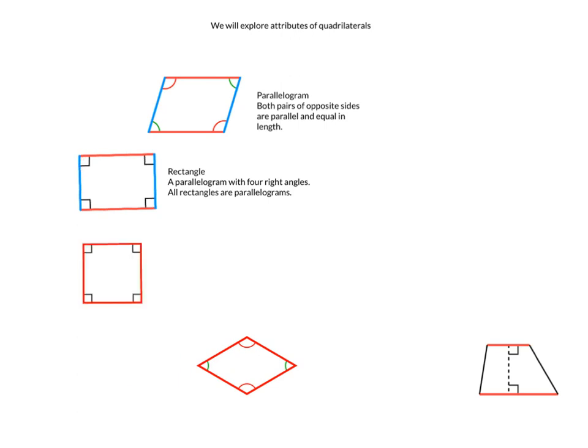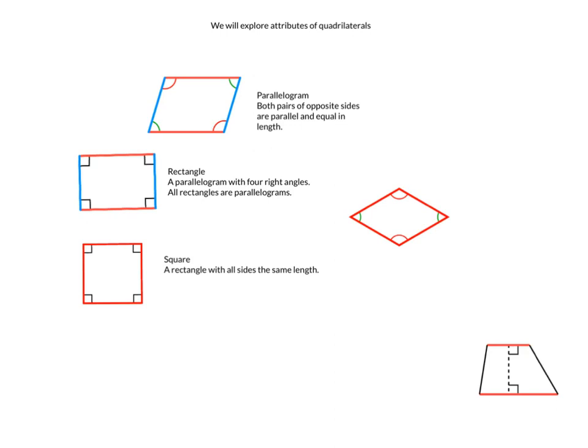Next, we have a square. A square is simply a rectangle that has all sides that are the same length. So all four sides are the same length. And it's a rectangle because it has 90-degree angles. So it's a special kind of rectangle.